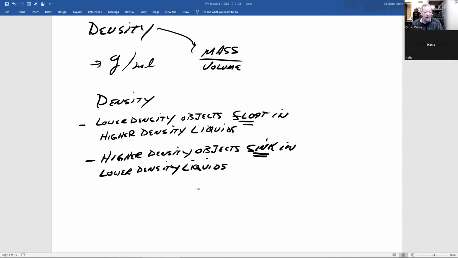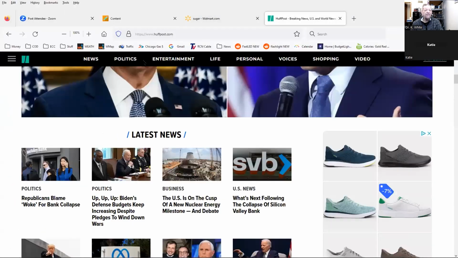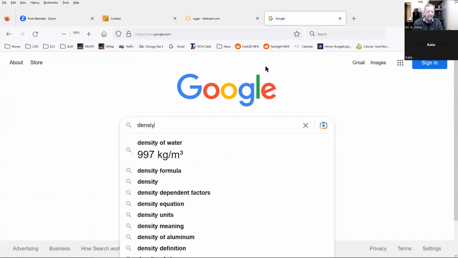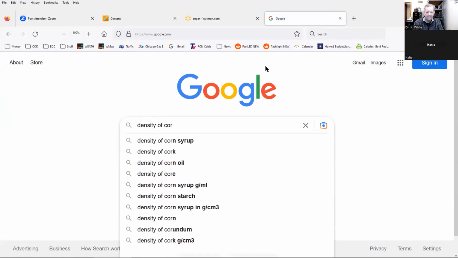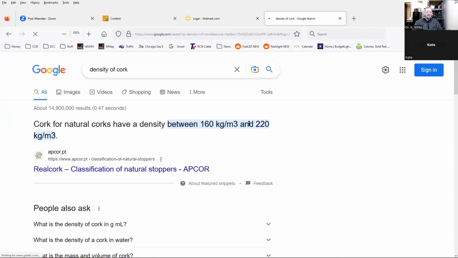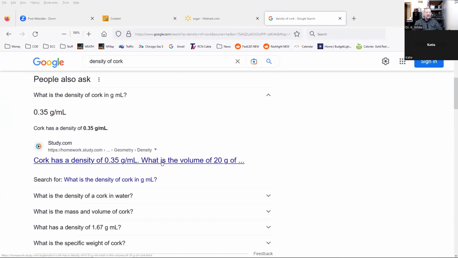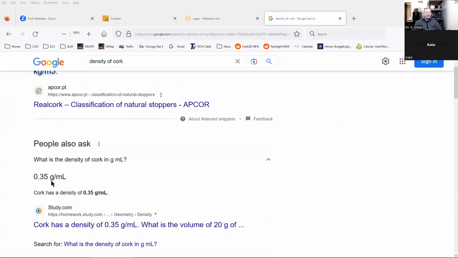And let's talk about it. Now, if you look on your screen, hopefully, let me make sure you can see it. Density of cork is 0.35 grams per milliliter, which means it's much less than 1. Water has a density of 1.0 grams per milliliter.